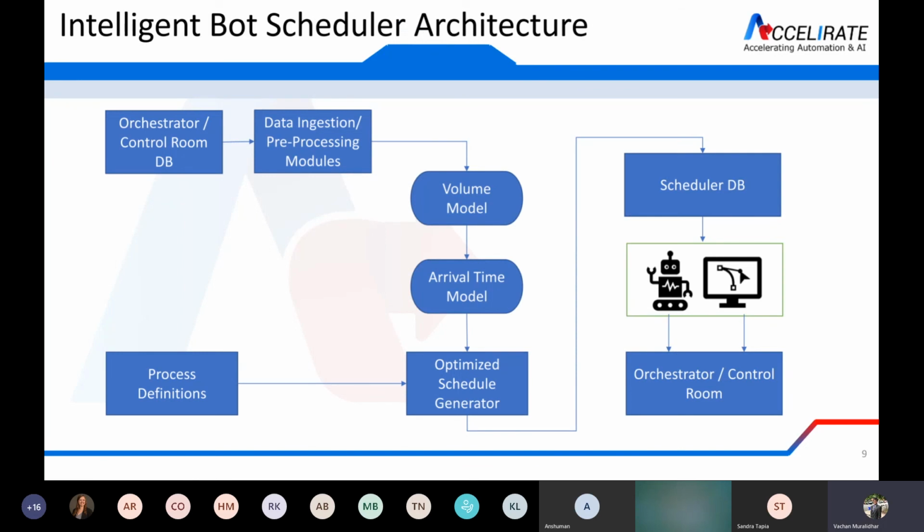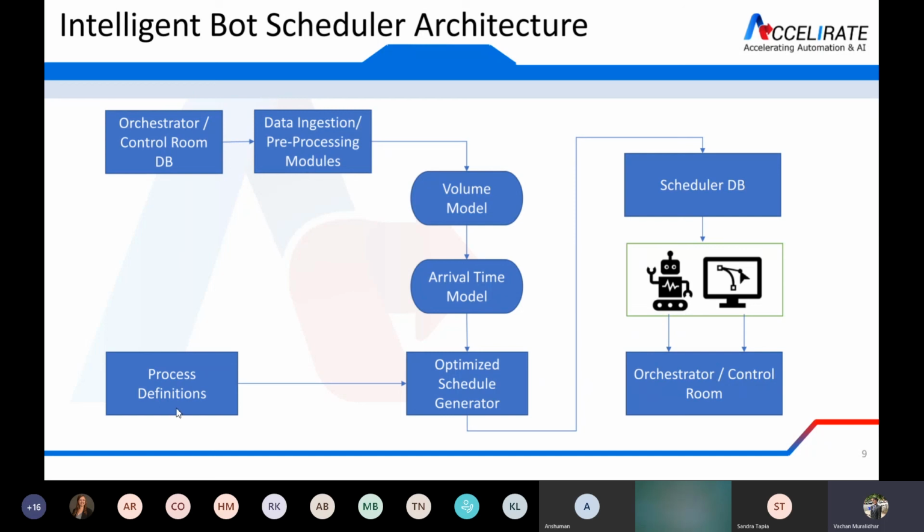So this is the architecture of the bot scheduler. The first is the orchestrator or control room database, where all the logs are stored. The processing modules will take that data through the APIs and pass it through two models: the volume model and the arrival time model. This will tell us exactly when we can expect the processes and how much licensing time is required for each process. Then we utilize the process definitions.